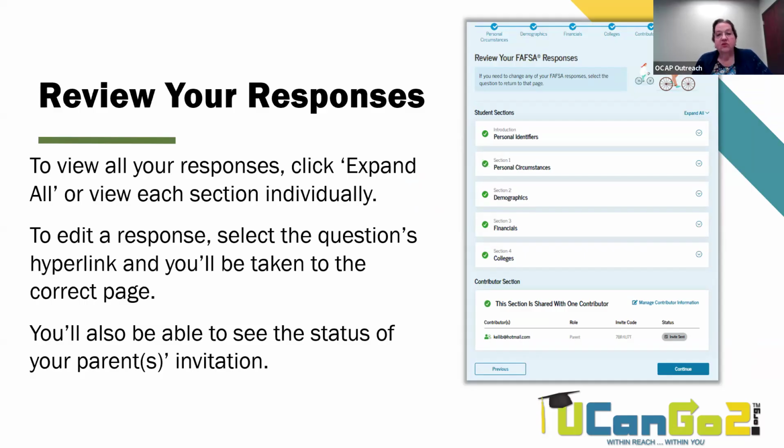And that's important that the student looks that over to make sure there's nothing amiss that they need to correct. They're also going to see the status of their parents' invitation. It shows them the email address, the role as parent in this case. It'll show the invite code that's being sent in the email to the parent. And you'll notice that the status of this is that the invite has been sent.